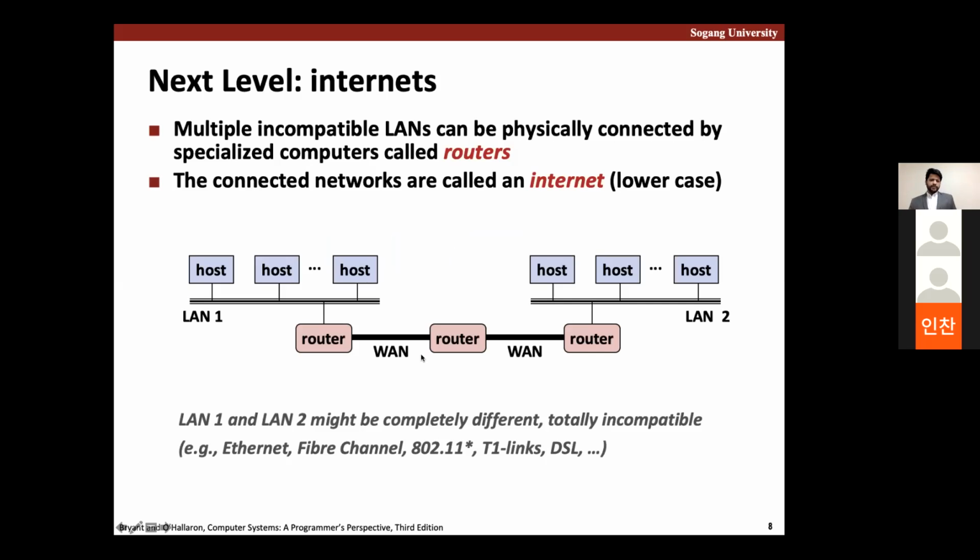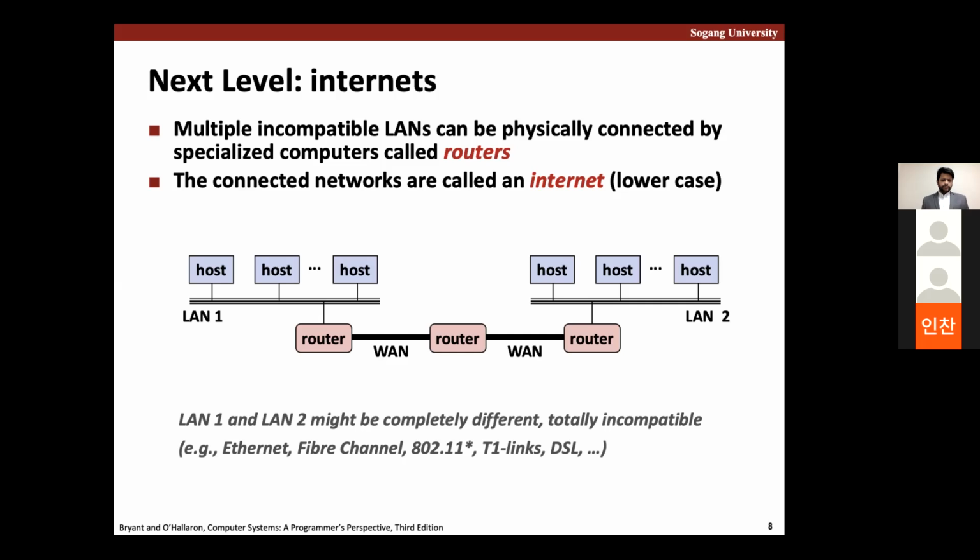So our next level in the hierarchy is internets. The crucial property of an internet is that it consists of different LANs and WANs with radically different and incompatible technologies. Each host is physically connected to every other host. For example, in this picture, you see that we have this LAN 1, and it can have a completely different technology. Similarly, we have LAN 2 on the right side. There are multiple hosts connecting to this LAN.